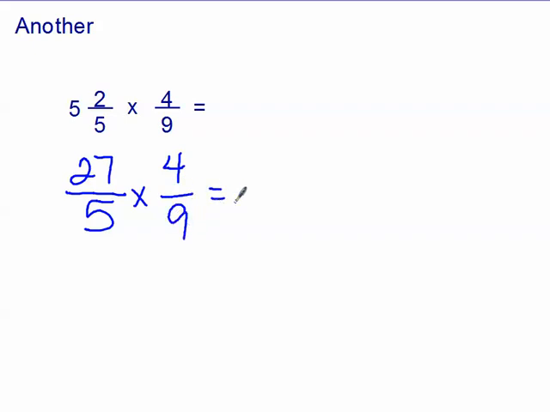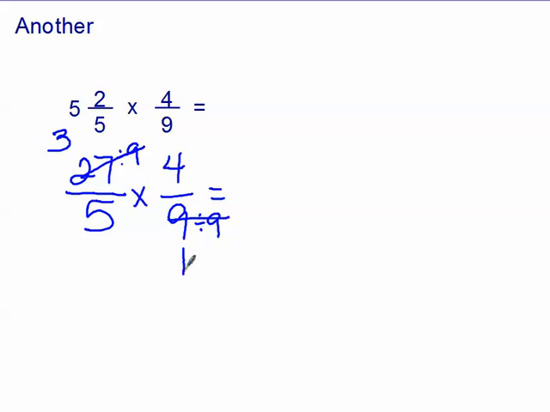Now we ask ourselves, are there numbers on top and on bottom that share common factors? And in this particular one, yes, we do. 27 and 9 share a 9 in common. So I can divide this by 9. I can divide this by 9. So the 27 becomes a 3. The 9 becomes a 1.